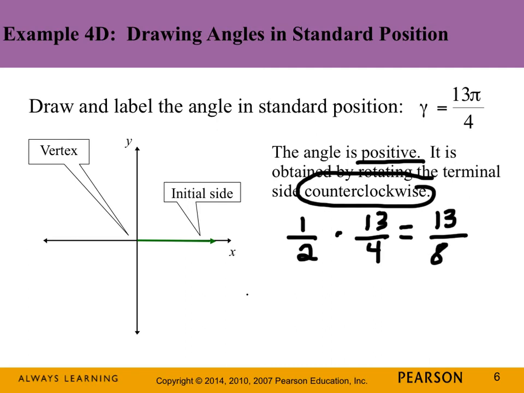Okay, so starting from my initial side, now you're like, wait a second, Miss People, 13/8? I know. Well, 1 revolution is 8/8, right? And then we've got 10/8, 11, 12/8, about 13/8 right there. And I've drawn a red arrow to indicate the terminal side. So this is how we would draw and label an angle in standard position that is 13 pi over 4.